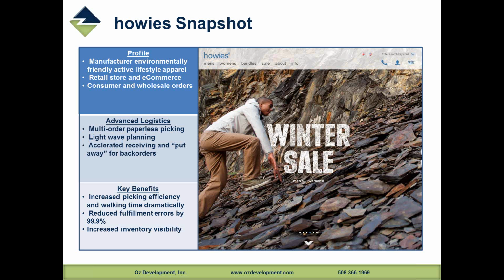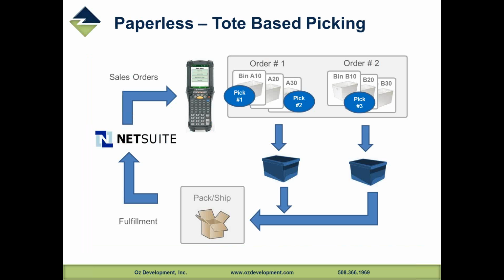And they leveraged OzLINK Mobile, which is barcode scanning, really to improve their picking efficiency. They use what we call paperless tote-based picking. So the gun, basically, we get a lightweight, I call it lightweight wave planning. It prioritizes the orders, could be based on customer priority, based on ship method, but they get ordered and prioritized to the gun based on some basic simple business rules.